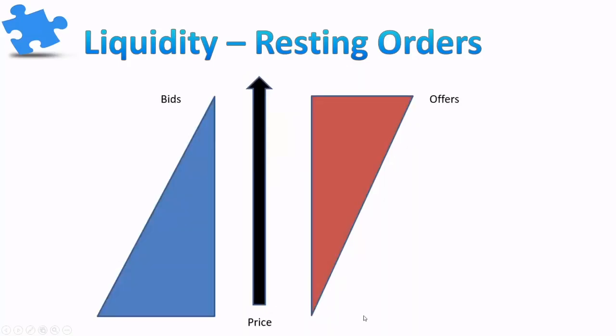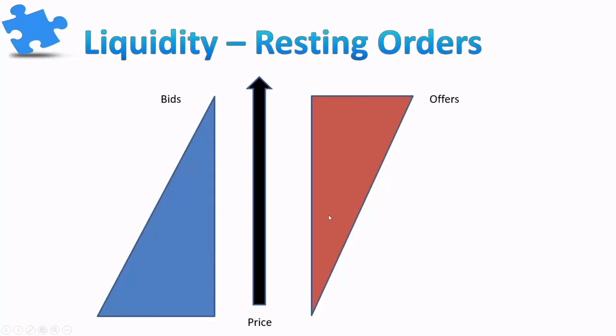Now this is another way to imagine the liquidity picture. Bids getting thinner and thinner as we move up, and offers getting thicker and thicker as we move up, and bids getting thicker and thicker as we move down, and the offers getting thinner and thinner as we move down. Which brings us to another important point.